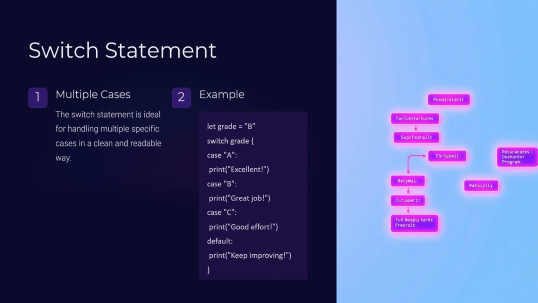A key feature of the switch in Swift: no implicit fallthrough. Cases don't fall into the next case unless you explicitly use the fallthrough keyword. It also handles complex conditions like ranges.